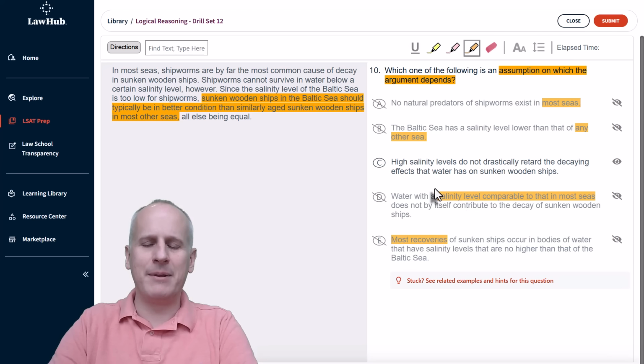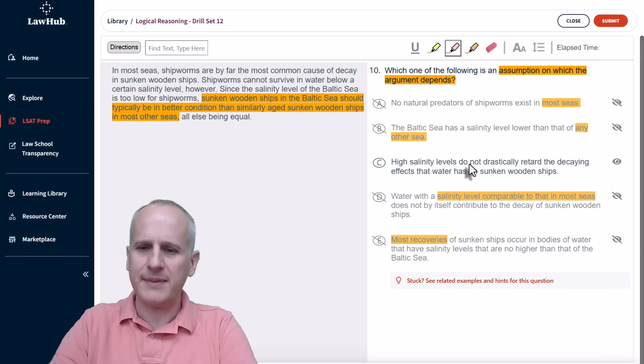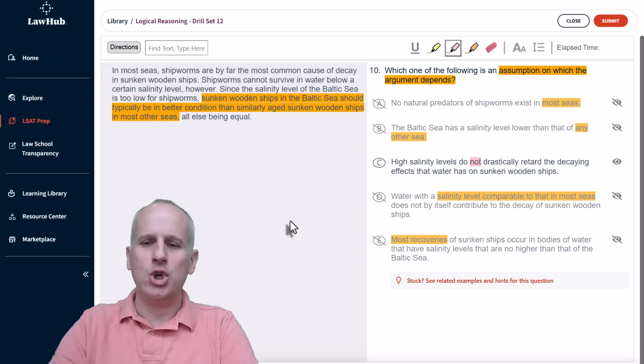And then, coming back to C, you might have been thinking about the negation test. So let's change our highlight color and just get rid of the word not and see what would happen to our argument if we applied the negated information from choice C to the conclusion. So if high salinity levels do drastically retard the decaying effects that water has on sunken wooden ships, well, then we don't want a low salinity level like in the Baltic Sea, and that would completely destroy our argument.